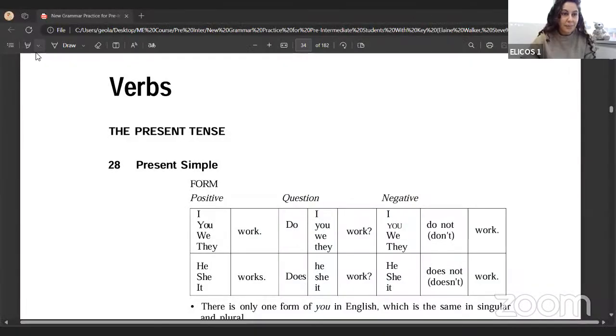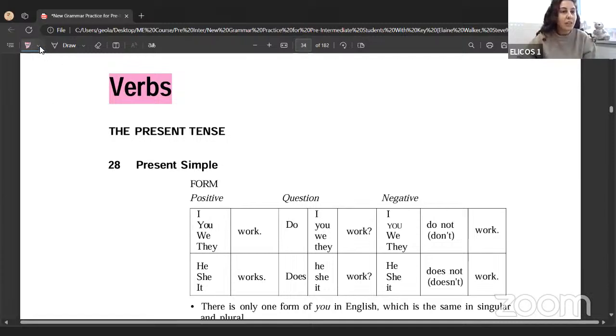Let's have a look at the two presents for the verbs, the present simple and the present continuous. Why are they different, and when to use this one and when to use that one? First let's look at the rules, and then we'll do lots of exercises. So we are here today talking about verbs. Again, actions, things that we do.